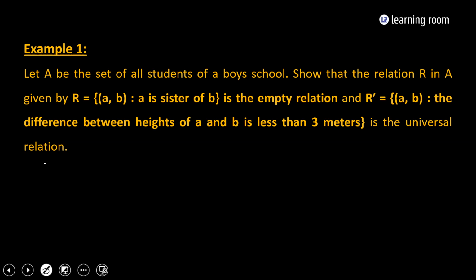So let A be the set of all students of a boys' school. Show that the relation R in set A given by R is equal to (A, B) such that A is a sister of B. What kind of relation is this? Even without thinking, you will tell me. What kind of a relation is this? Empty relation. It's a null set. It's an empty relation because what kind of a school is it? It's a boys' school. So a boys' school cannot have sisters.